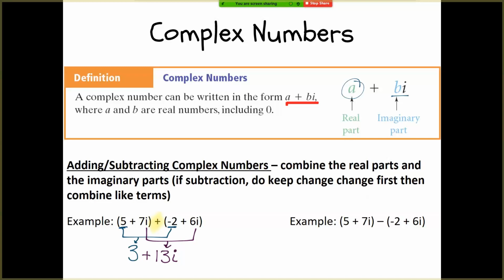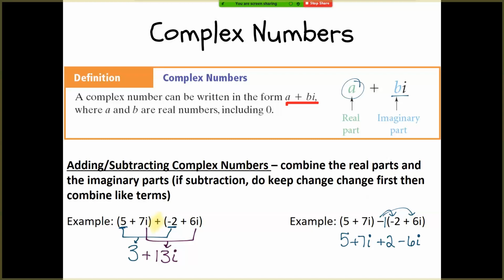The second example is a little bit trickier because it has a minus sign here. So that minus sign is like a -1 sitting out in front of this second set of parentheses. The best way to get rid of it is just to distribute it into that second set of parentheses. So leave the first set alone. And then if I take -1 times -2, I get +2. If I take -1 times +6, I get -6. Bring your i down with it.